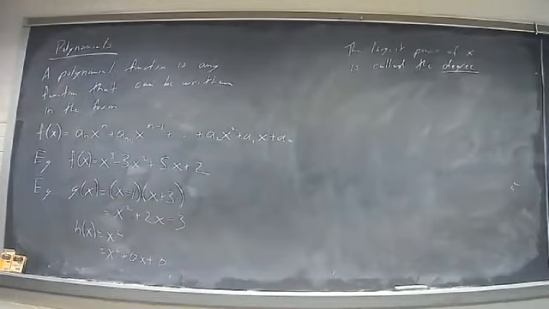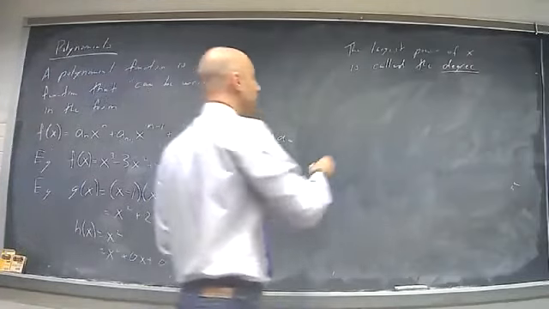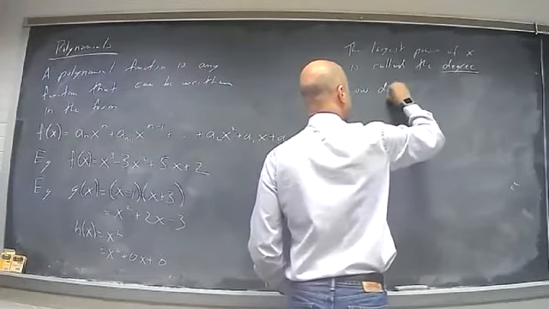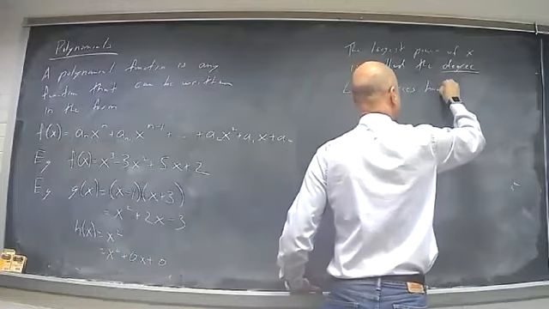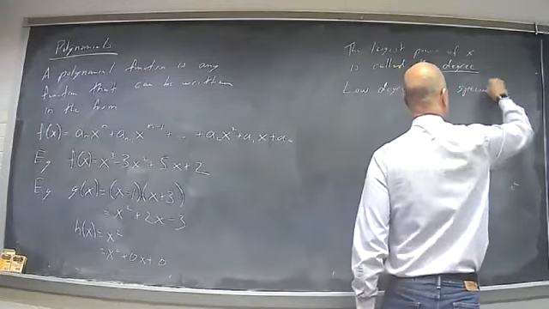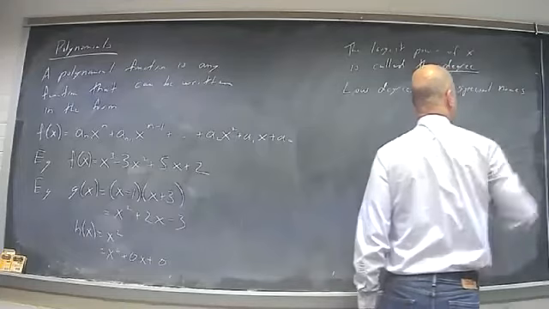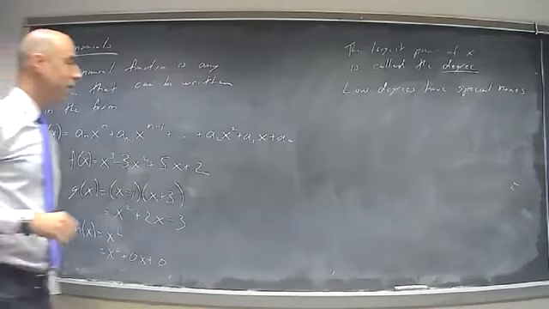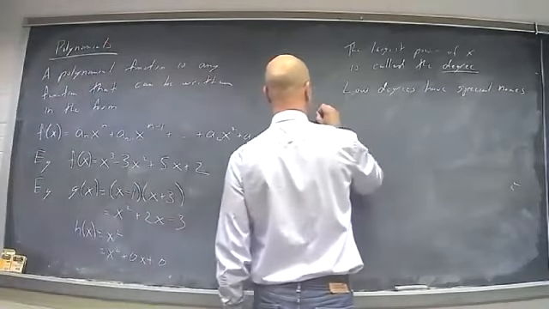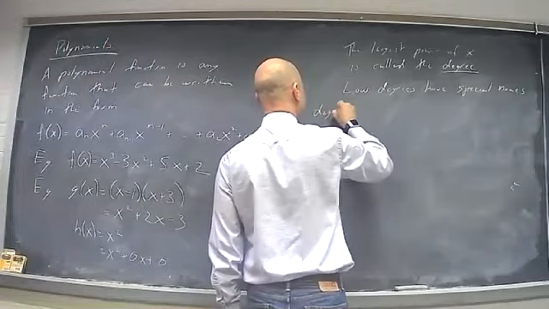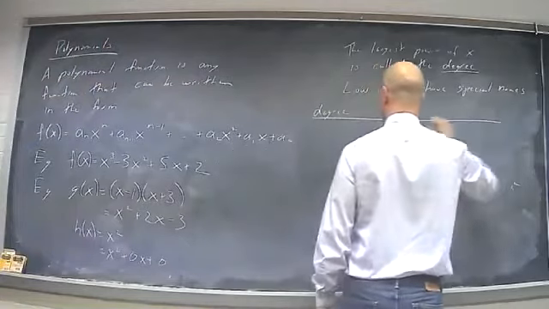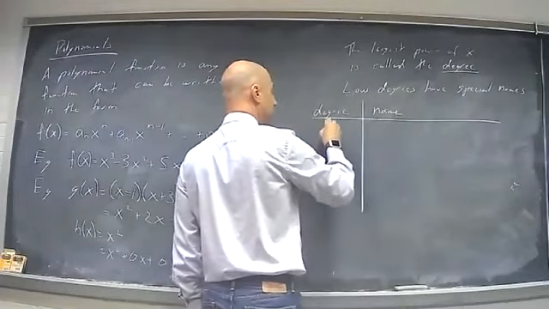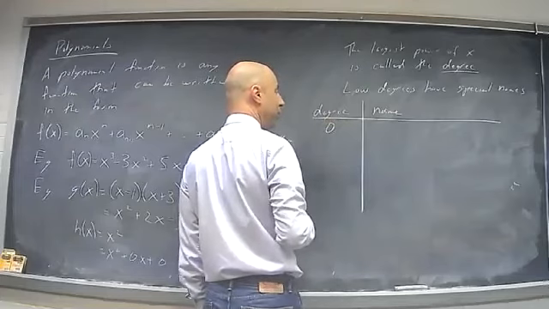And low number degrees have special names. Just so you understand what I'm saying this semester, I'm going to give you some of the names. So let's say the degree, make a little chart here. Name. The degree 0 polynomial is called a constant.